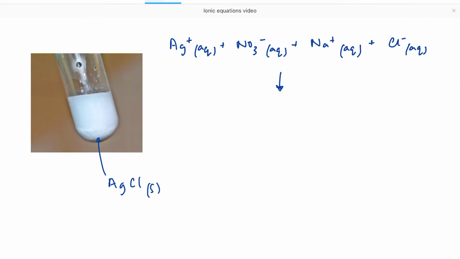However, when I throw all these ions together into the same solution, we get a very strong attraction between the silver ions and the chloride ions, and they precipitate out. They form a silver chloride lattice that is insoluble. We can see it sitting there at the bottom of the test tube. But the sodium ions and the nitrate ions remain soluble. They remain floating around in their solution.